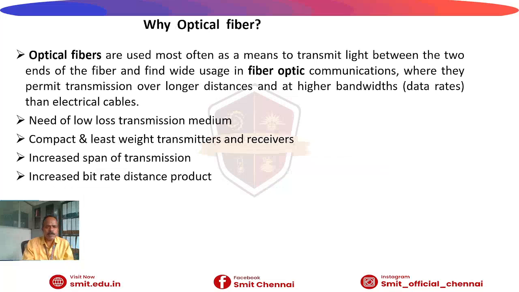Optical fiber has been used very widely for continent to continent communication also. Why has it been preferred? Because of its higher data rate, its longer coverage, its less attenuation, its compact nature, its least weight, its increased span of transmission, and the high bitrate distance product. These are the prime features why we go for optical fiber.